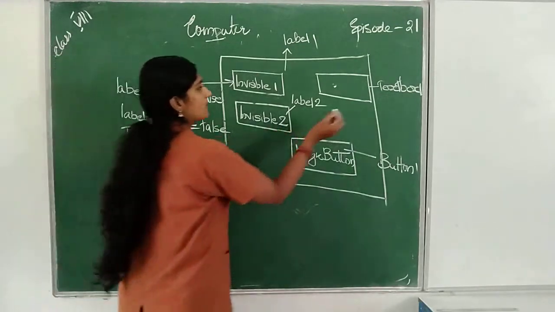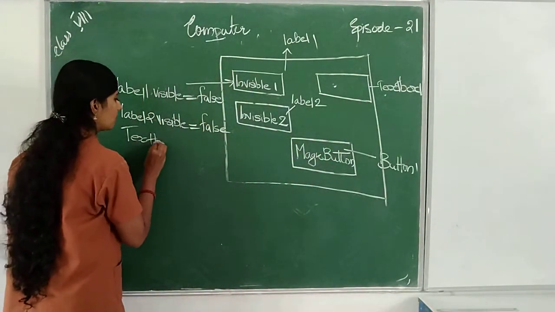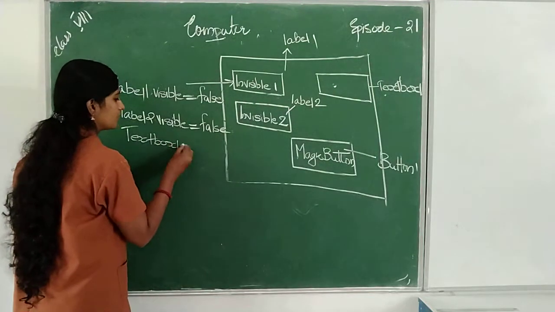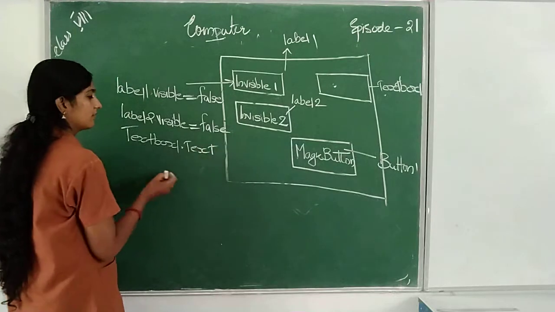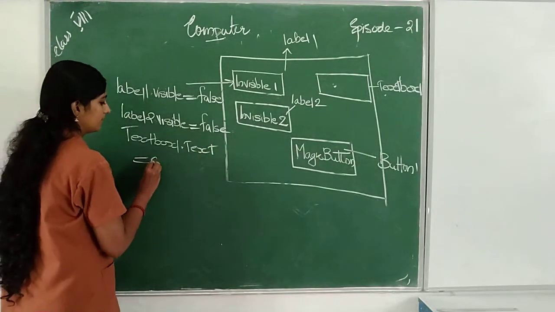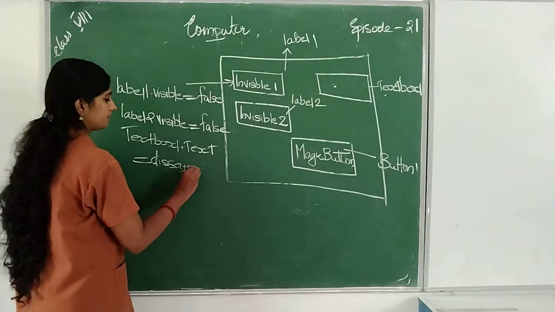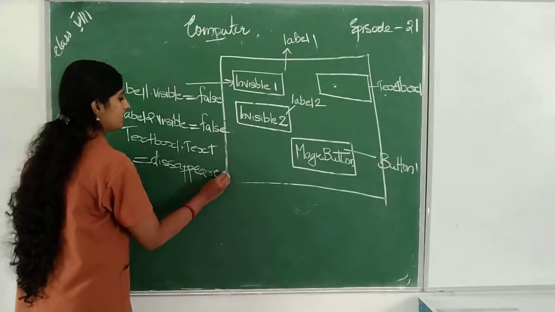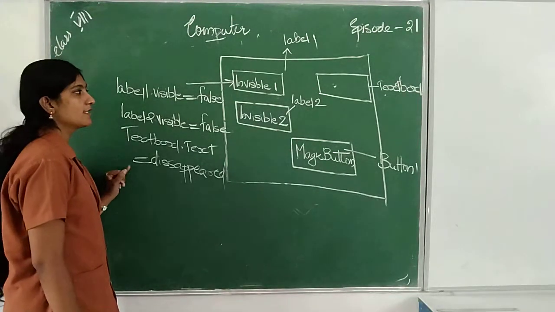What is its name? Text box 1. So text box 1 dot text is equal to disappear. Text box 1 dot the text is equal to disappear.